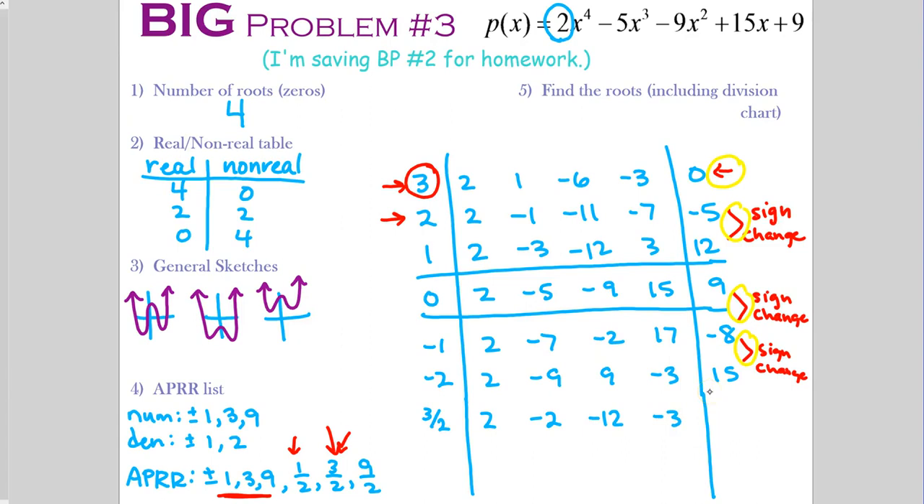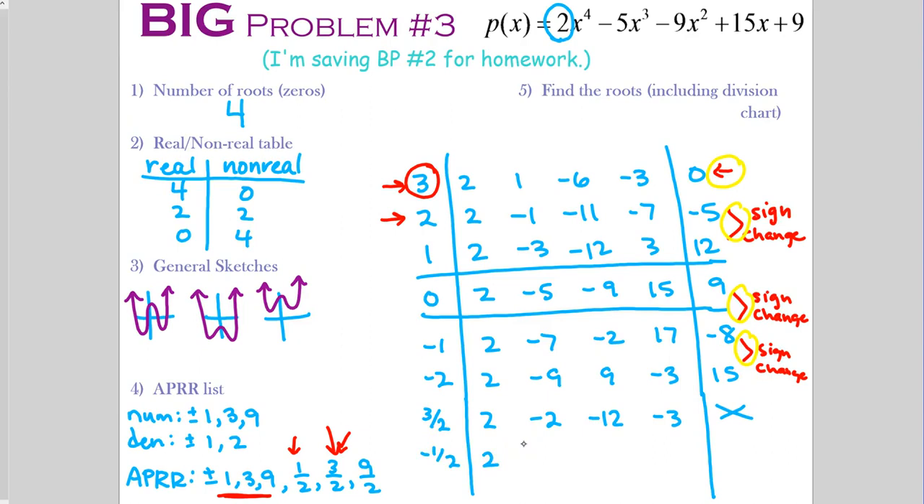Did I do that right? -18 plus 15 is -3. 3/2 times -3 is not an integer, so that's not going to be 0. Let's try -1/2.